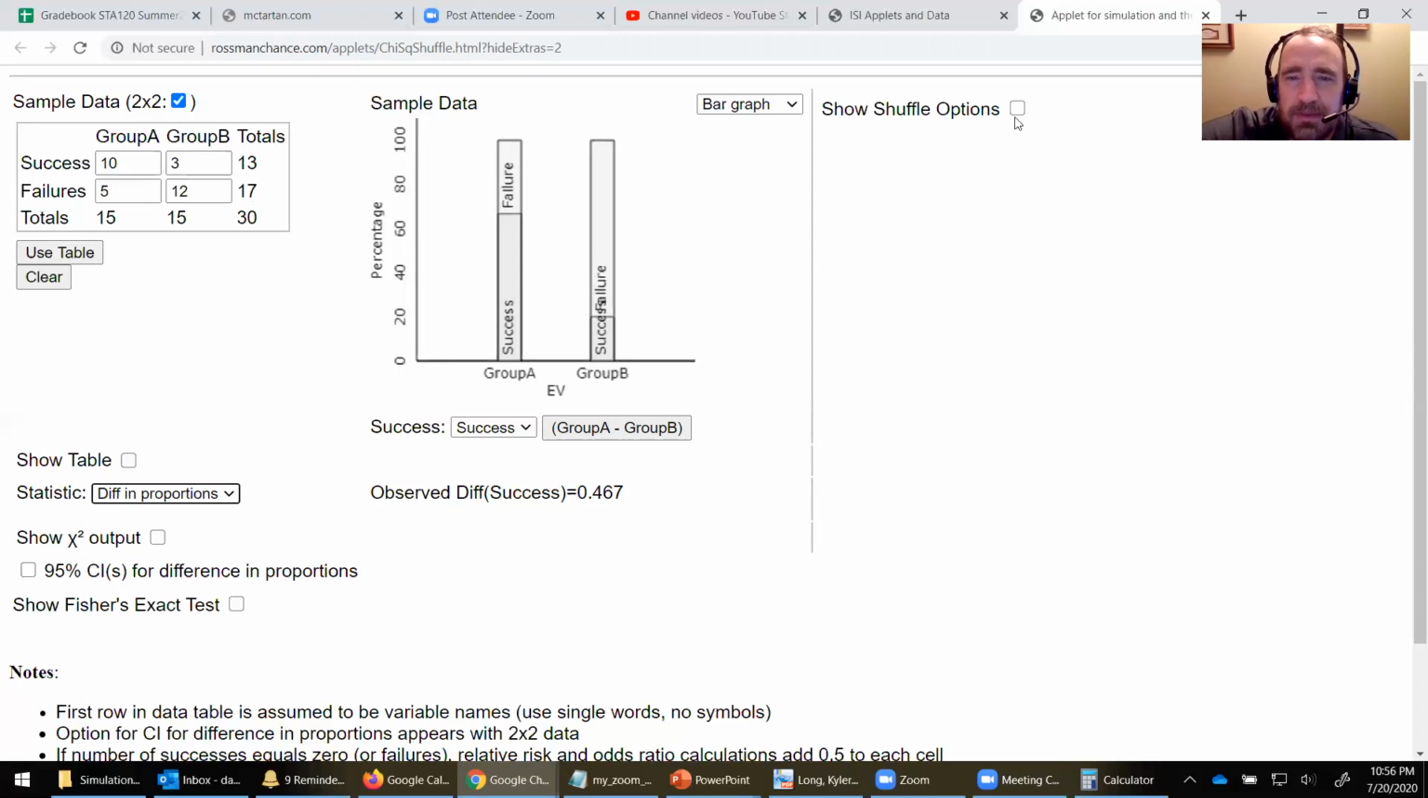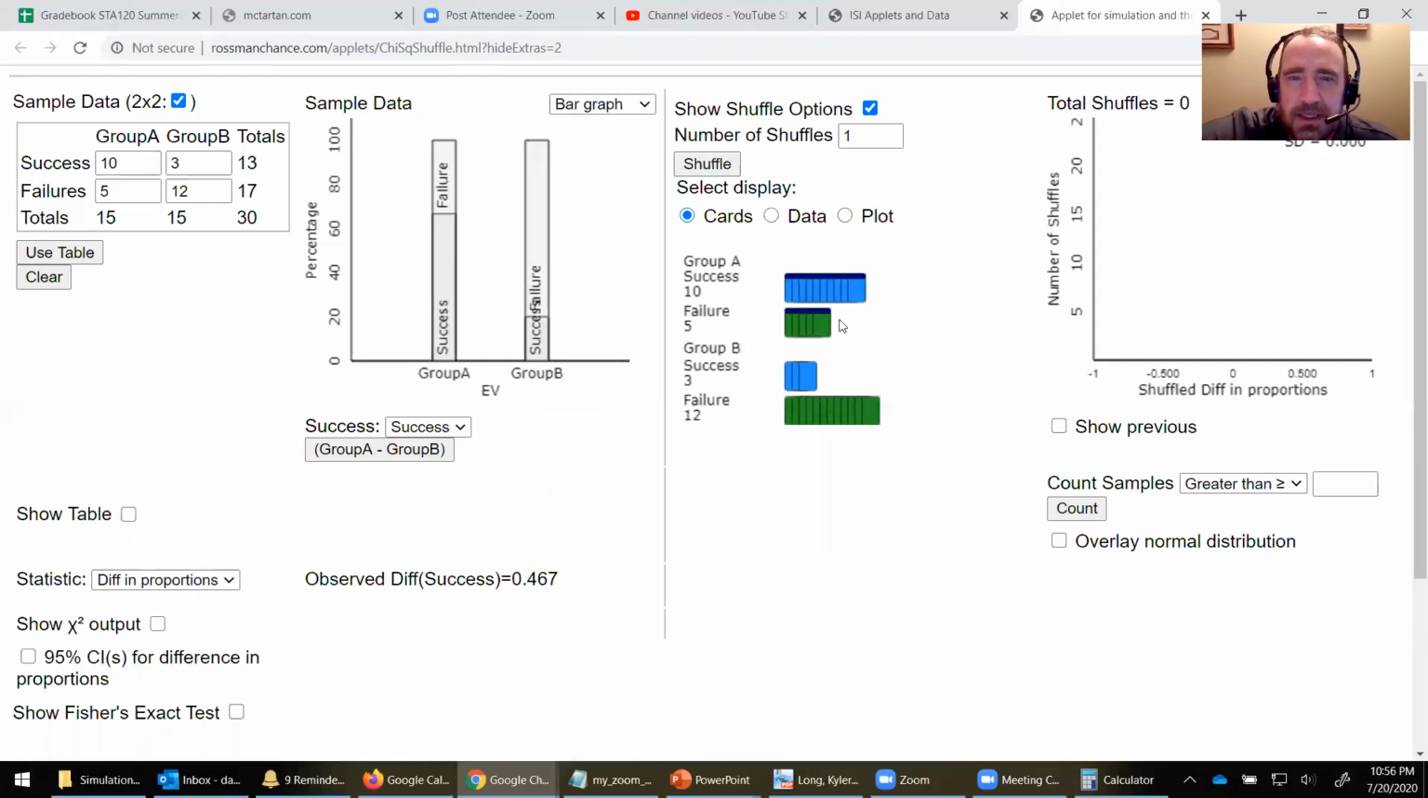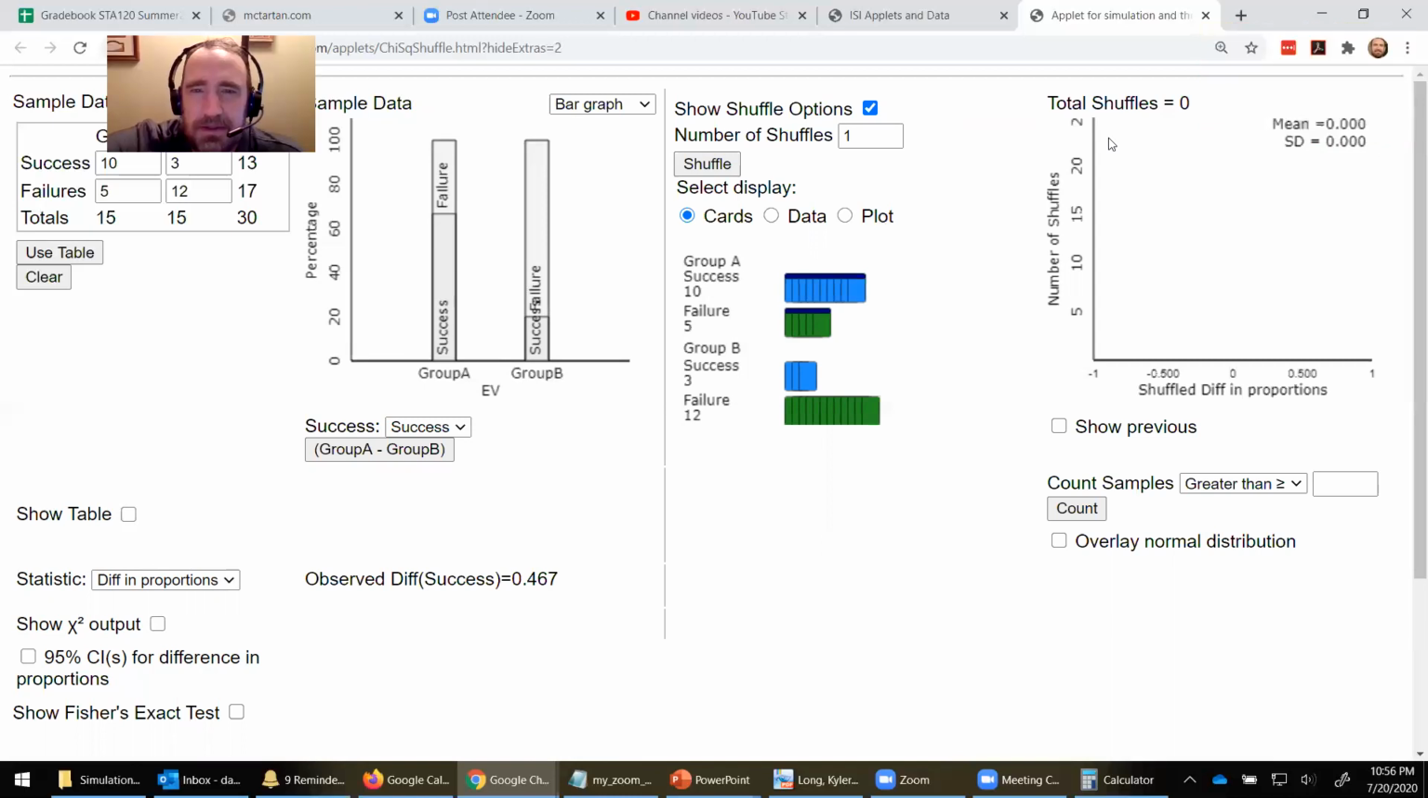So now, how do we simulate shuffling these things up? Here we go. What they have marked for us here are, I think I had the colors switched around, but they've got 10 plus 3 more blue cards. Blue means those were the people who successfully showed improvement from their depression. Green cards, 5 and 12 more here, those are the people who failed to show successful improvement.